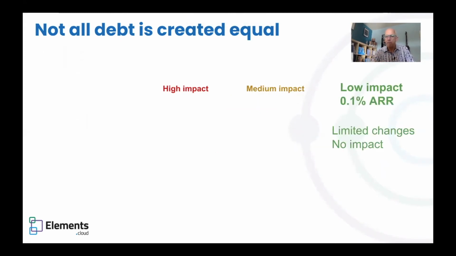And then there's a low impact tech debt, 0.1% ARR. So again, these are areas of the org that are very rarely changed, so therefore it's not affecting us at all. So there's no real impact on the business. We can sit there almost forever with that level of tech debt.